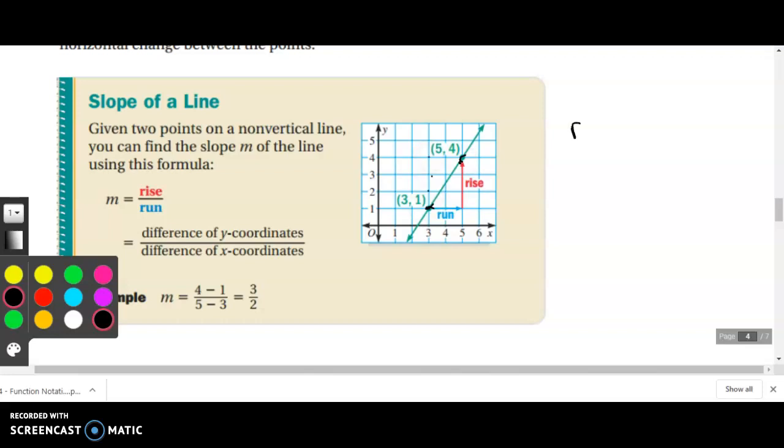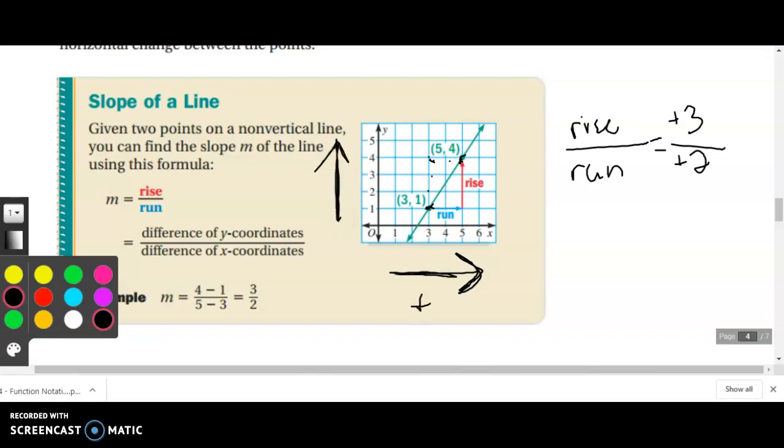So the rise is up 3, and the run, 1, 2, is a positive 2. Now, you notice I wrote it as a positive 2 because anytime you move this way on a number line, it's positive. Anytime you move this way on the y-axis, it is positive.